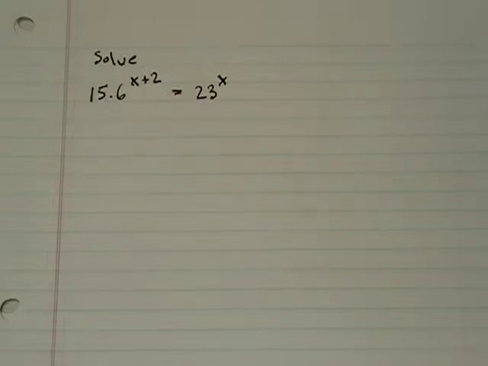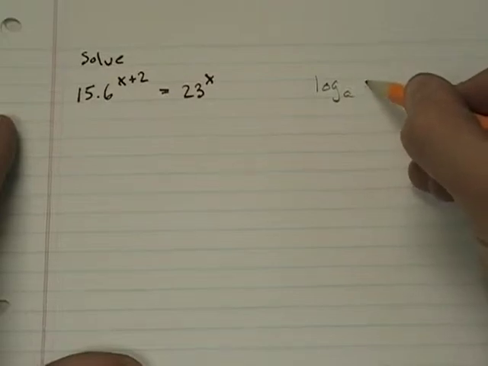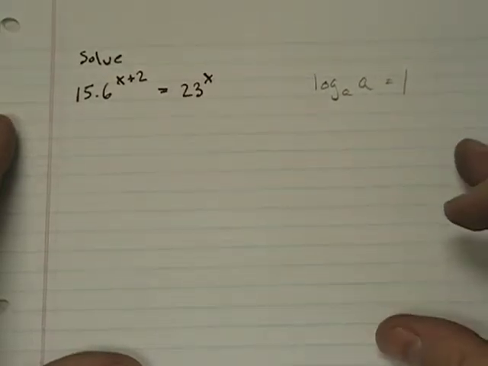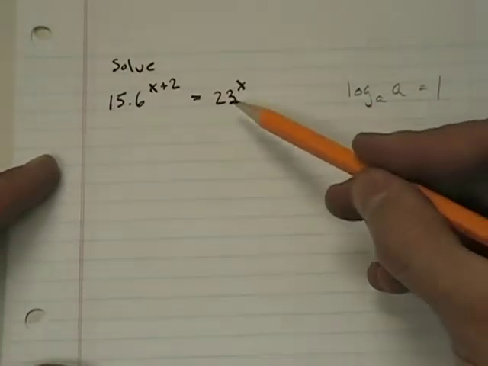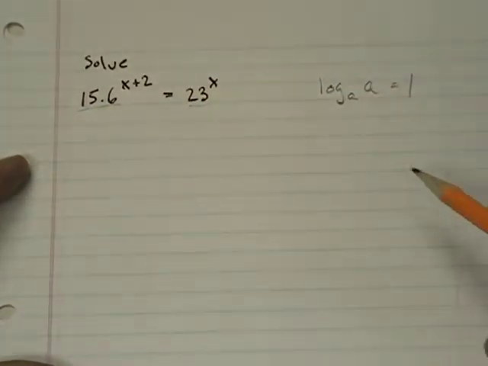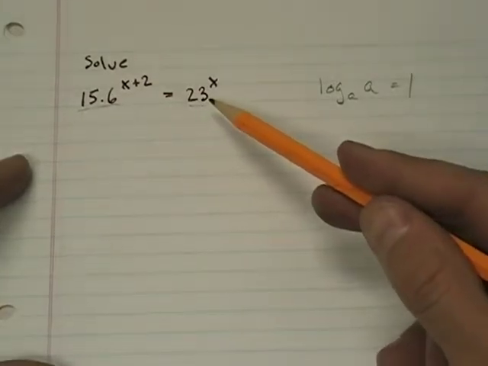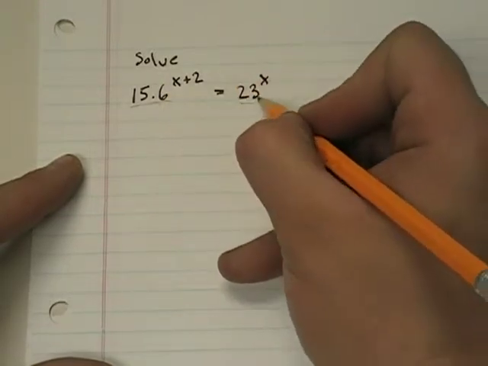Well, that's really simple if you have one exponential equation. But it's not really simple when you have an exponential equal to another exponential. So here's what we're going to do. Recall that we had a little property that said log A of A equals 1. We're going to exploit that property, okay? And we have to pick either this number, 23, or this number, 15.6, to exploit that property. I'm going to choose to use 23. So what I'm going to do is take the log base 23 of both sides.